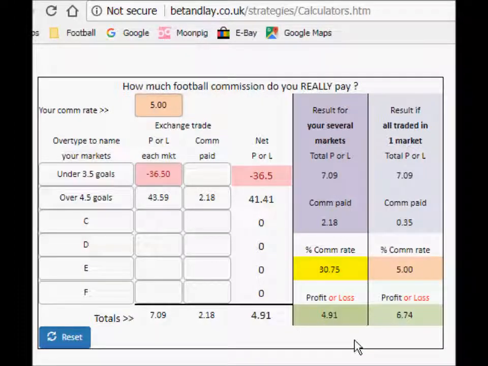So if you get into odds on territory, where one of your selections or markets is odds on, you start to get these massive commission rates.